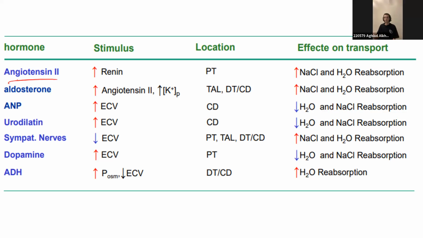Angiotensin 2 is stimulated by renin. And if you guys remember, what stimulates renin release? That's a question for you guys. What stimulates renin release? Yes, and more accurately, not GFR, but renal plasma flow and the perfusion. All right. Okay. So again, the location is the proximal tubule.